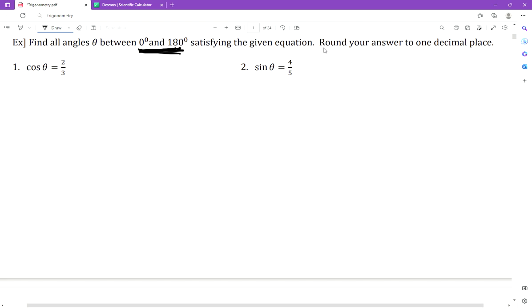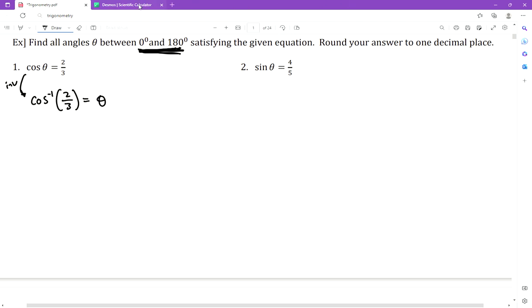Okay, so let's solve this. We're using the inverse trig property where we can say our cosine theta equals 2/3 means instantly, using the inverse trig property, that cosine inverse of that 2/3 should equal the angle. So it's just a rearrangement. And then we'll plug that into the calculator.